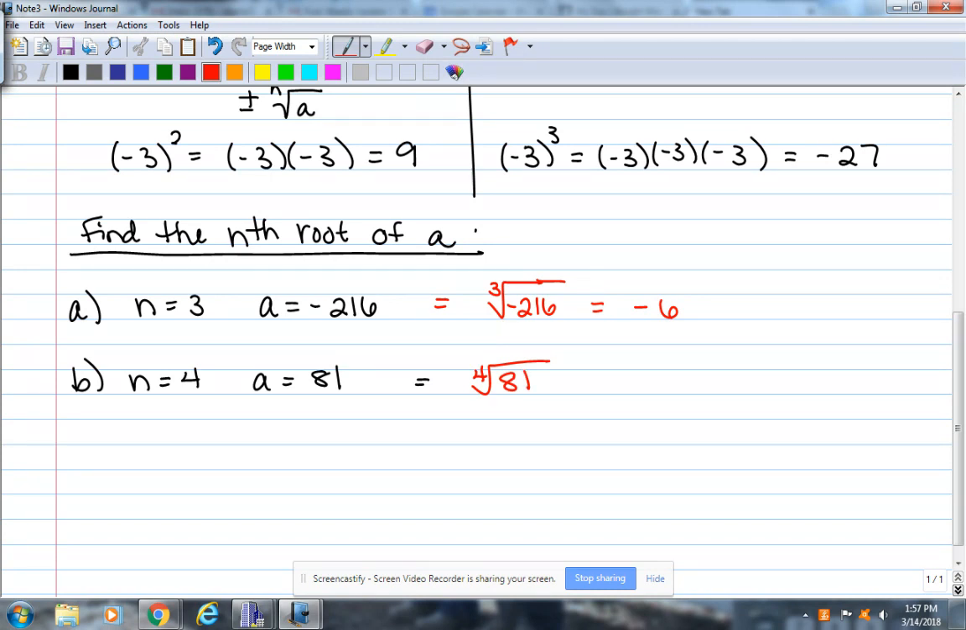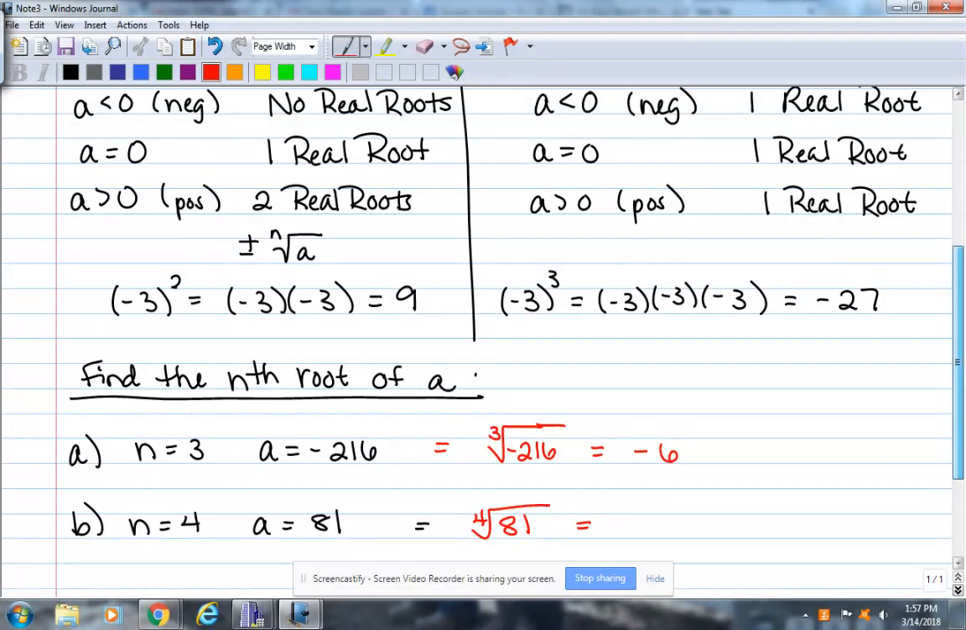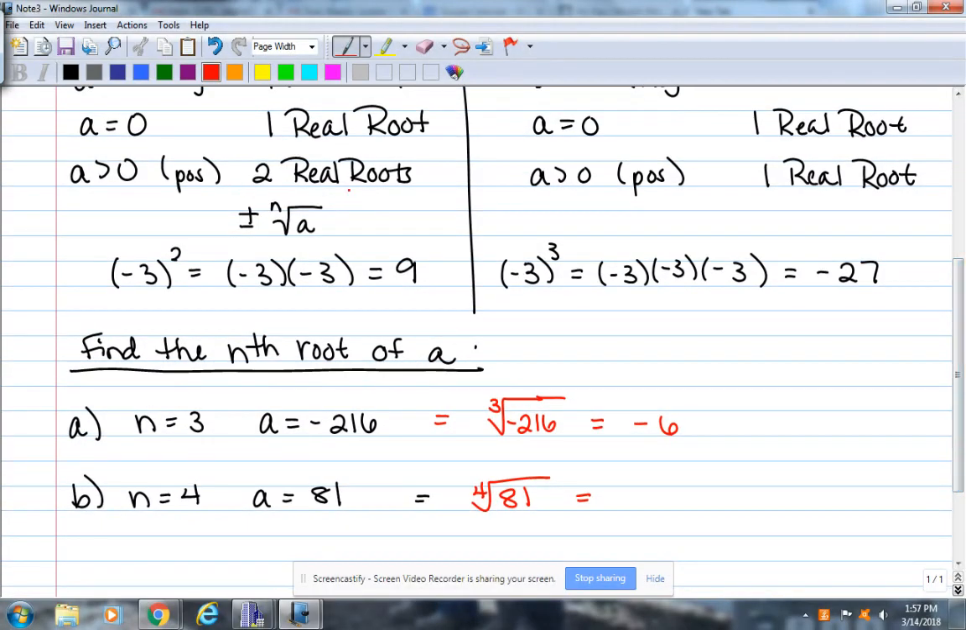All right. So look down at your fourth roots. What does it say the fourth root of 81 is? 3. But 4 is an even, right? And we're taking it of a positive. So we say plus or minus 3. Does that make sense?